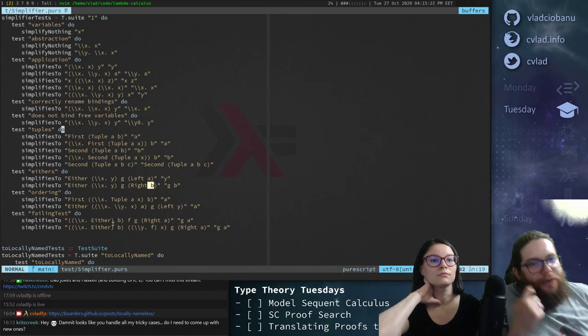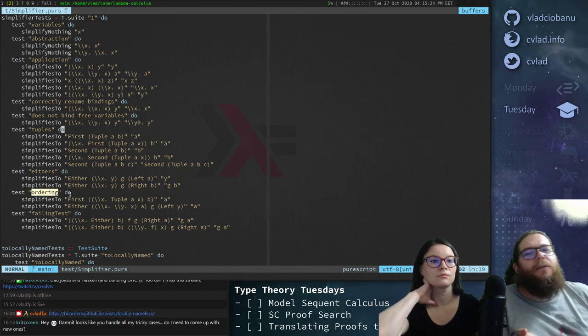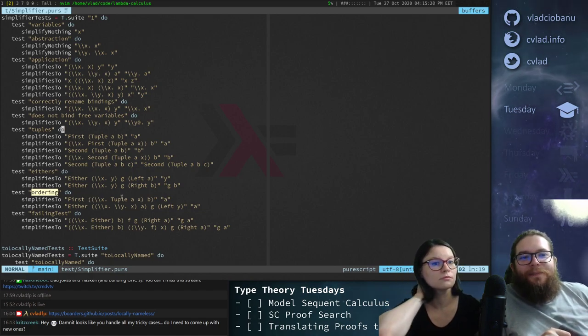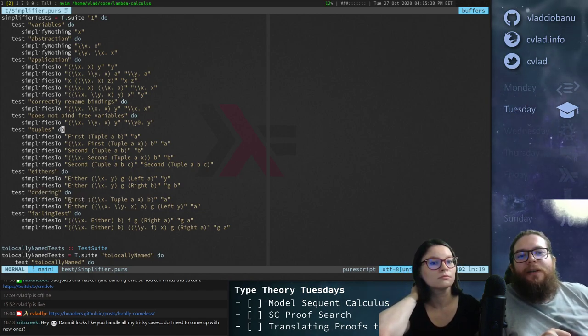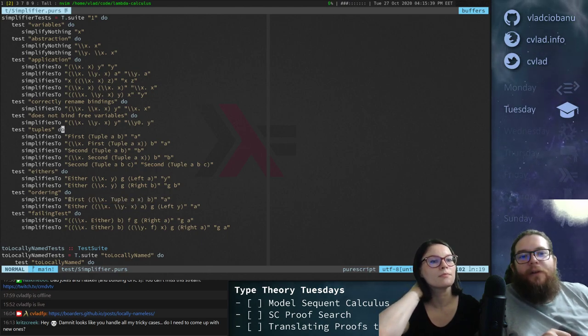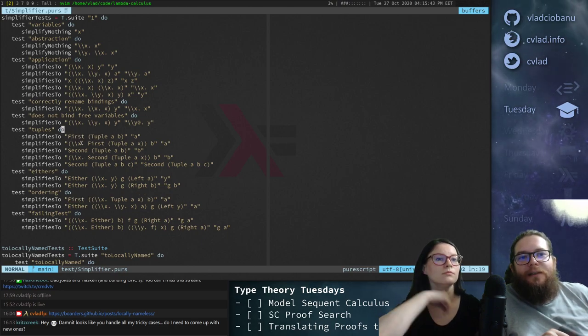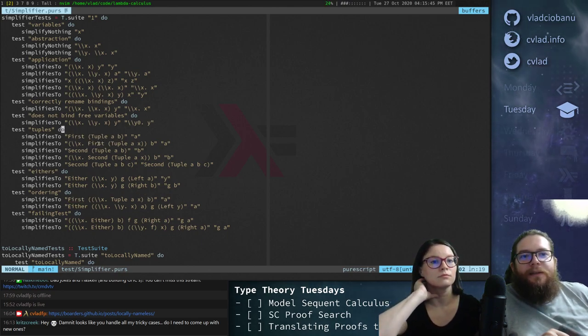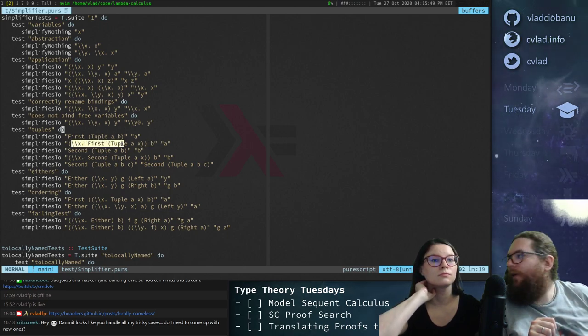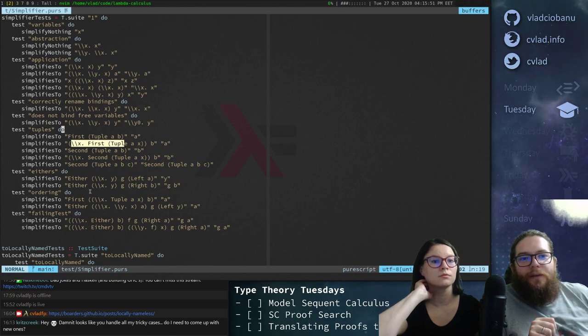And then the ordering is also a bit interesting. I call them ordering, but they probably have a better name somewhere, but whatever. So what this does is, this makes sure that first doesn't fail if there's not a tuple here, and then we evaluate this part first. And then we evaluate the first of the result. So this is kind of similar to this, but the function or the lambda is in the right hand side rather than on the left hand side. It's a similar kind of idea.